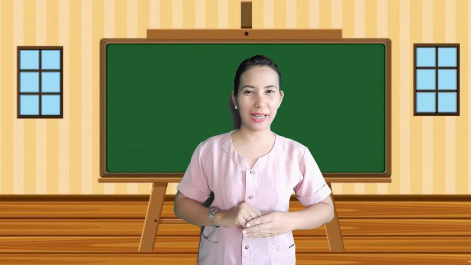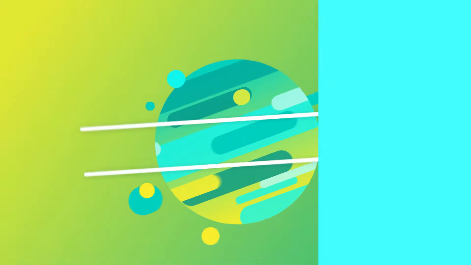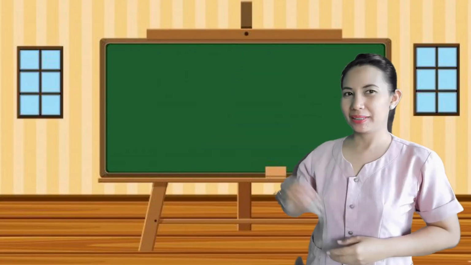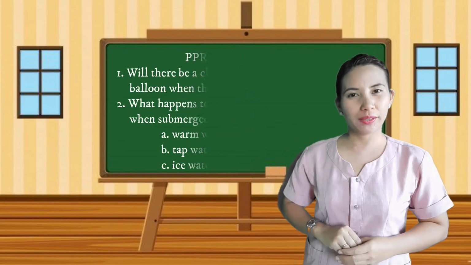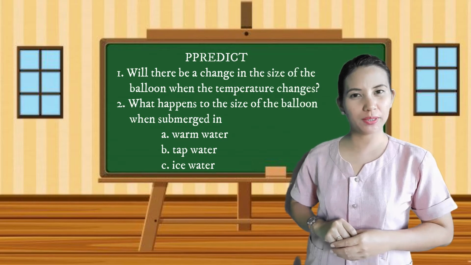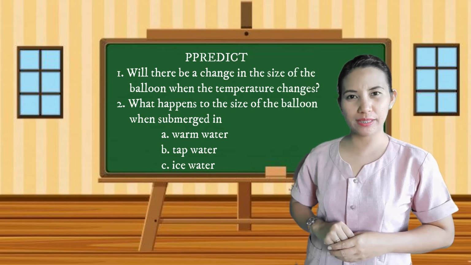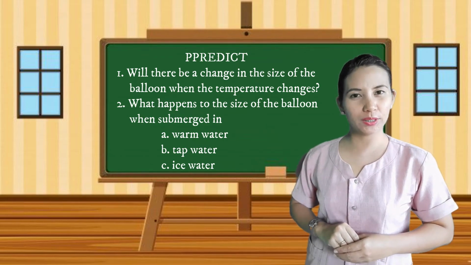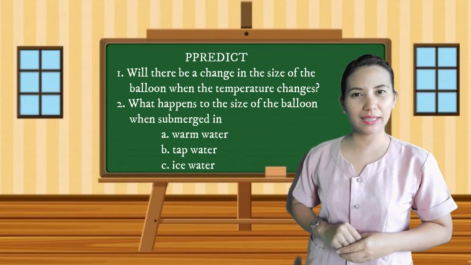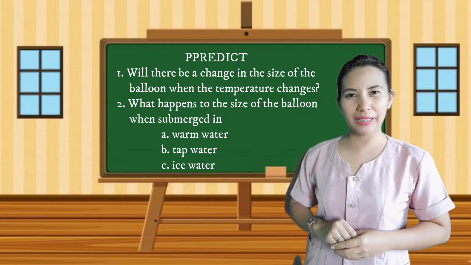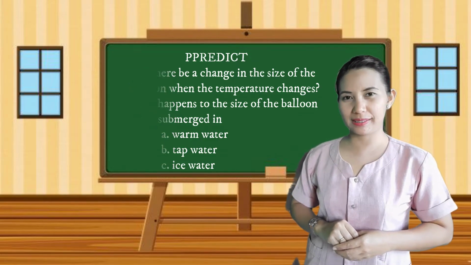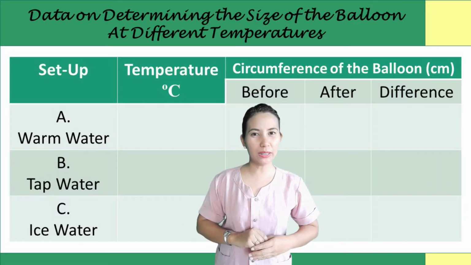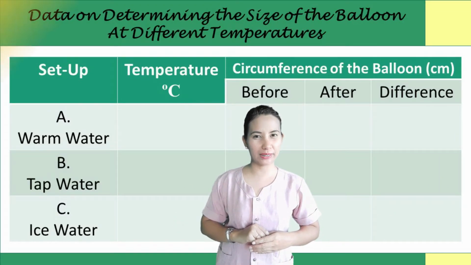Before we perform the activity, get a paper and ball pen and try to predict the results of the following. Number 1. Will there be a change in the size of the balloon when the temperature changes? Number 2. What happens to the size of the balloon when submerged in A. warm water, B. tap water, and C. ice water? We will fill out the table to study the results of the activity later.